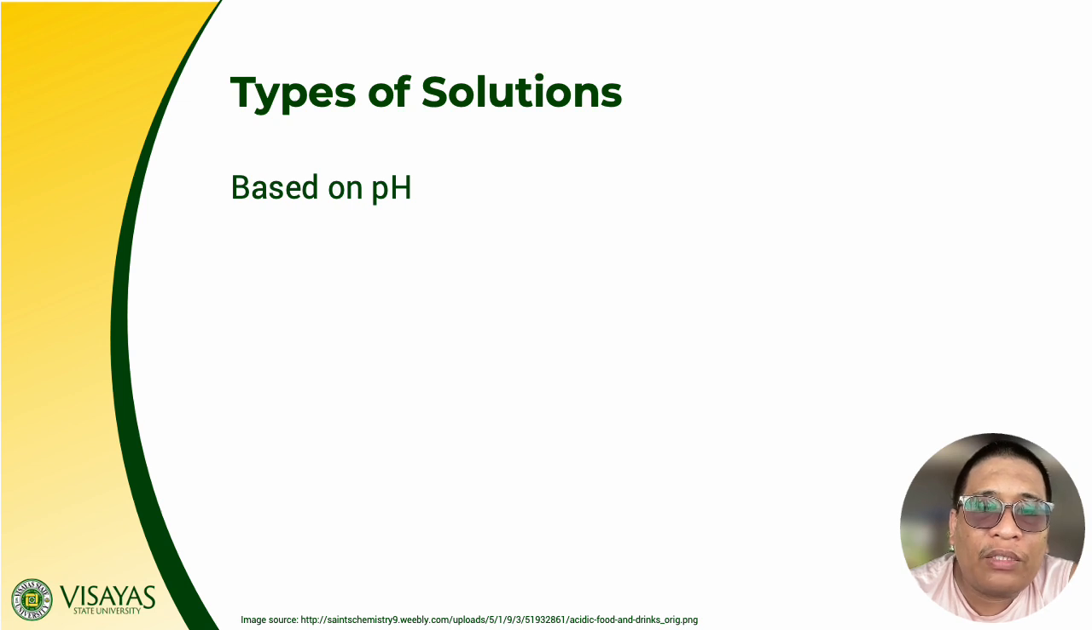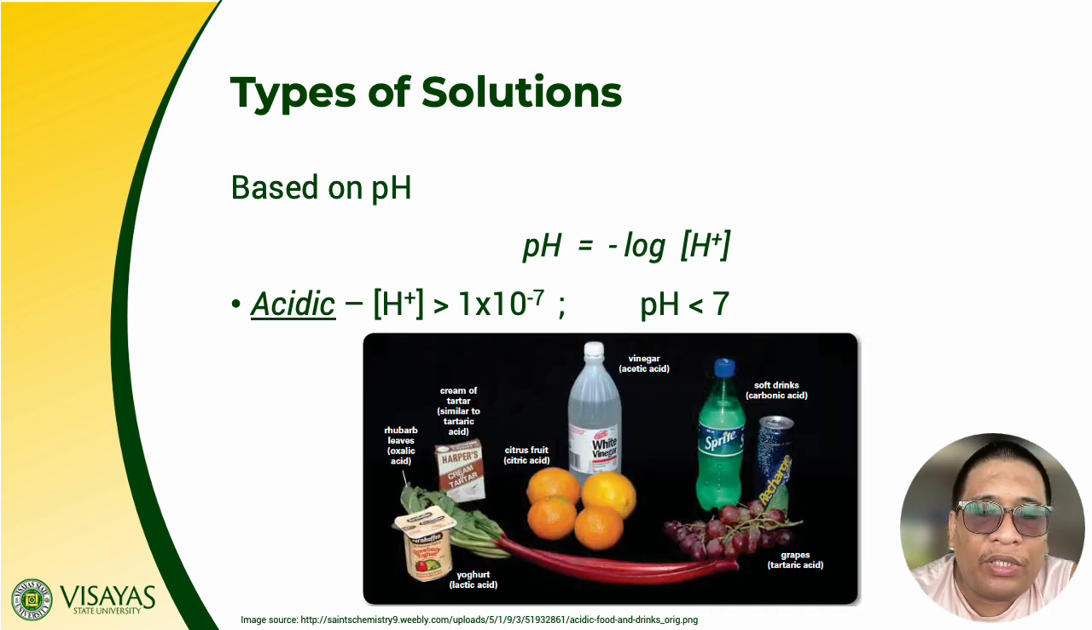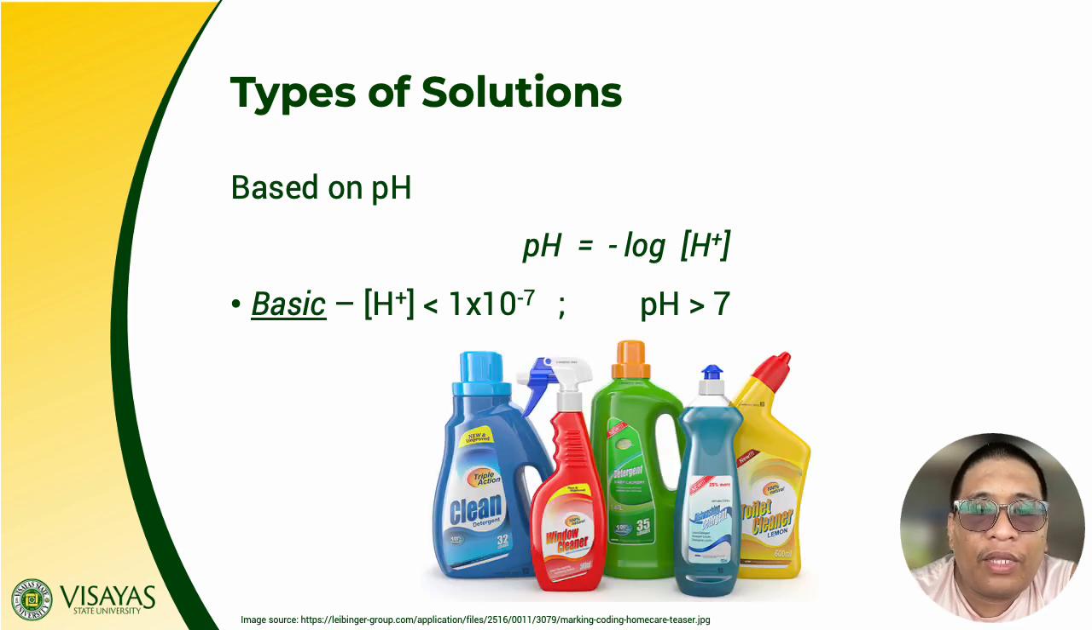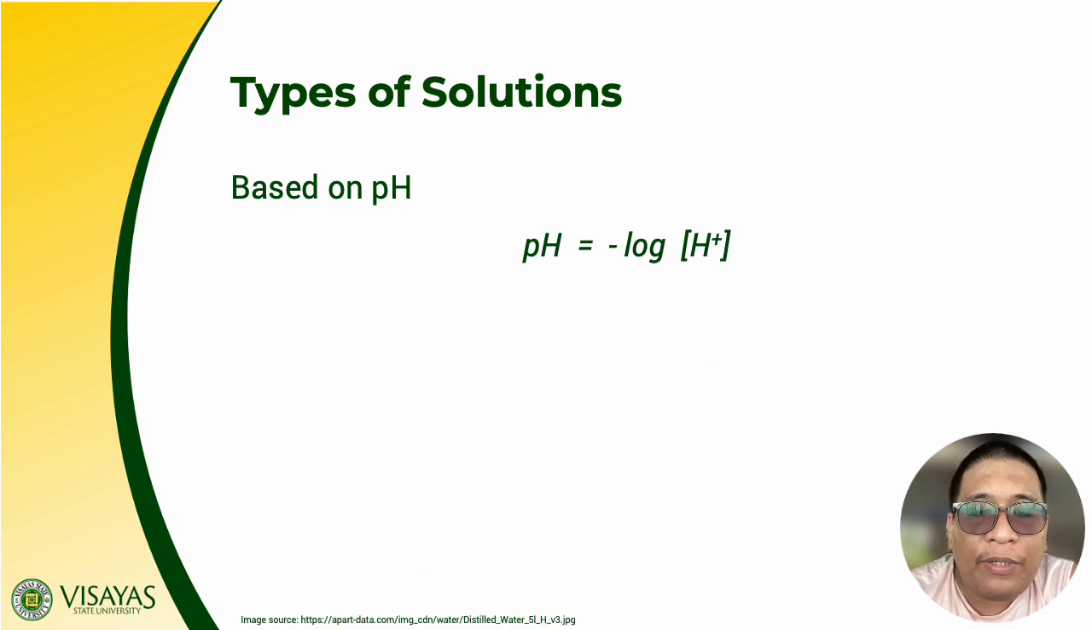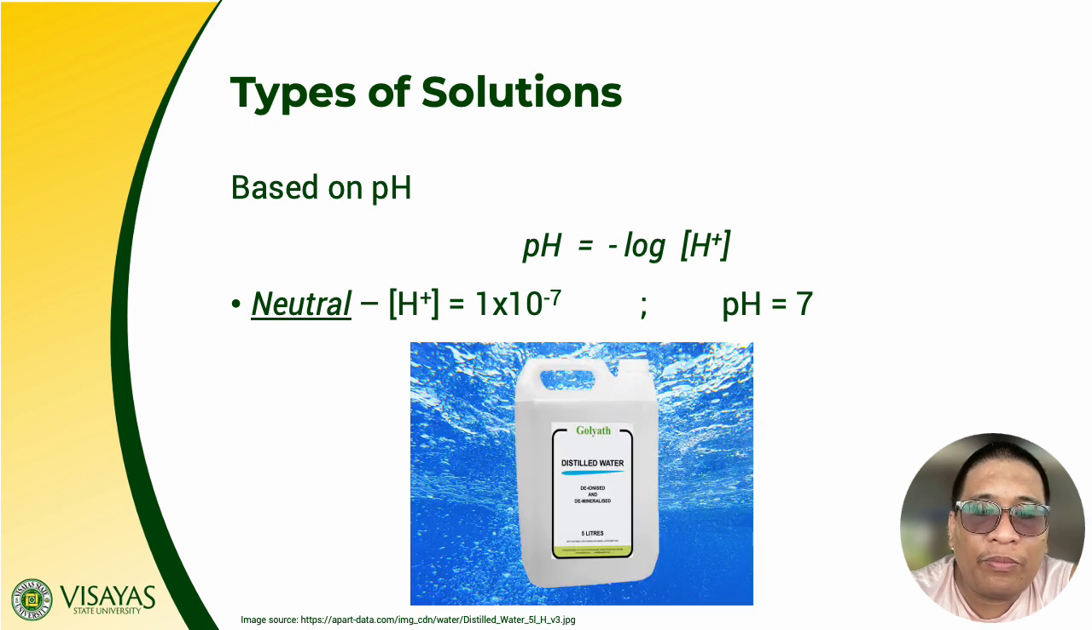Then we have also based on pH, and we define pH as the negative log of the concentration of the hydrogen ion in solution. So if it's acidic, then the pH should be less than 7. If it's basic, it should be more than 7. Okay, so examples are shown in each slide, as you may review later on. And also another one is neutral, which has a pH equal to 7. Mostly these are the neutral salts, and of course distilled water.